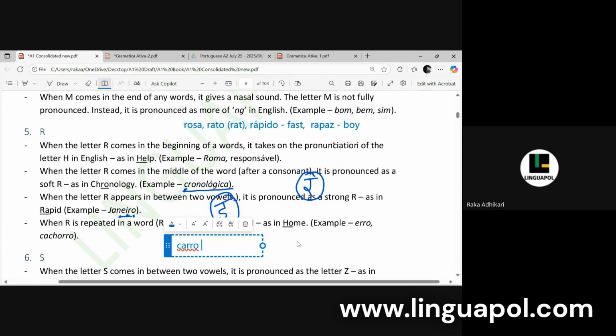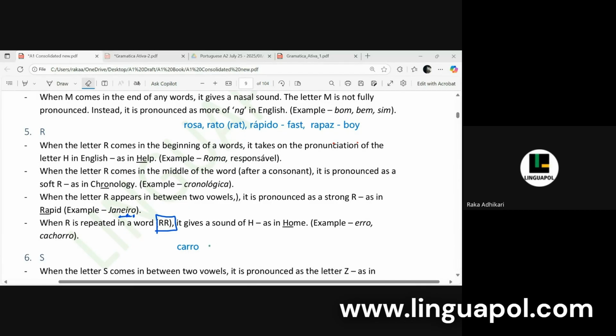So that brings us to our next rule, our last rule of the letter R. There will be many scenarios in Portuguese where the letter R is repeated. So whenever we have a repetition of the letter R, then we give it a sound of H, just like we say at the beginning of the word. Just like we say rosa, responsável. Similarly, if we have a double R at any point, then we will give the sound of H, like in the word carro. Wherever you note your word caro, in the same space you should note your word carro as well. Okay.